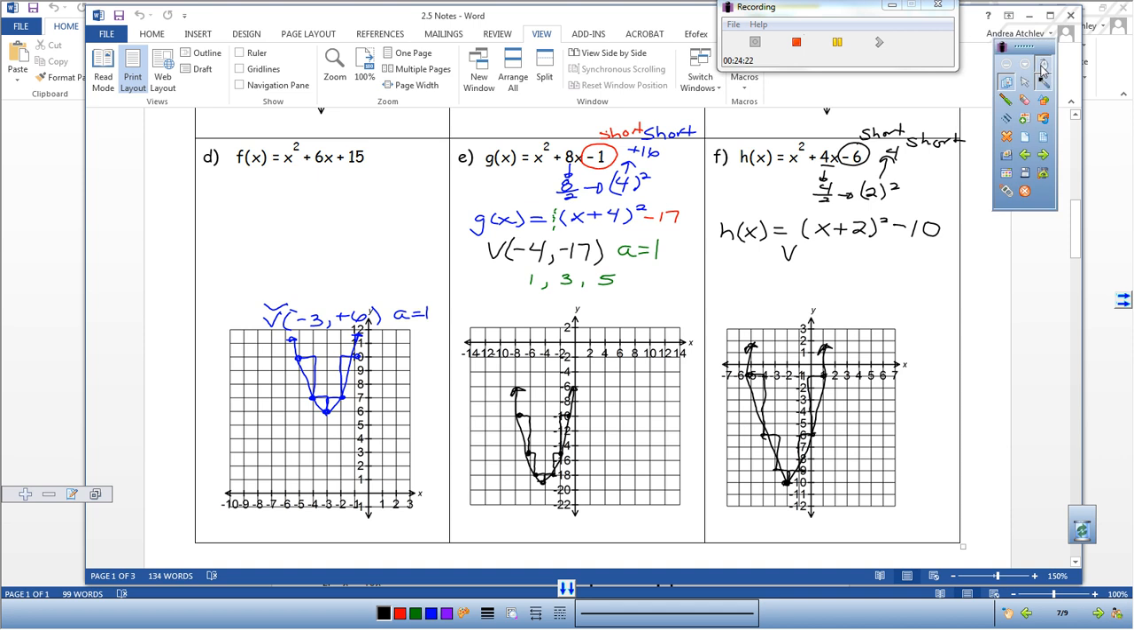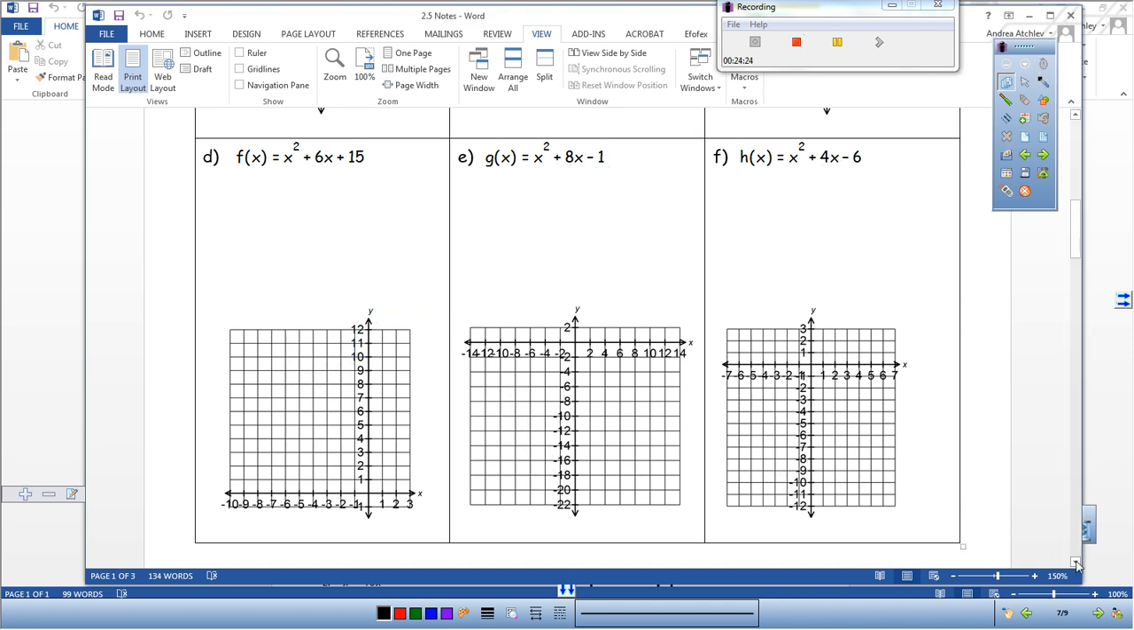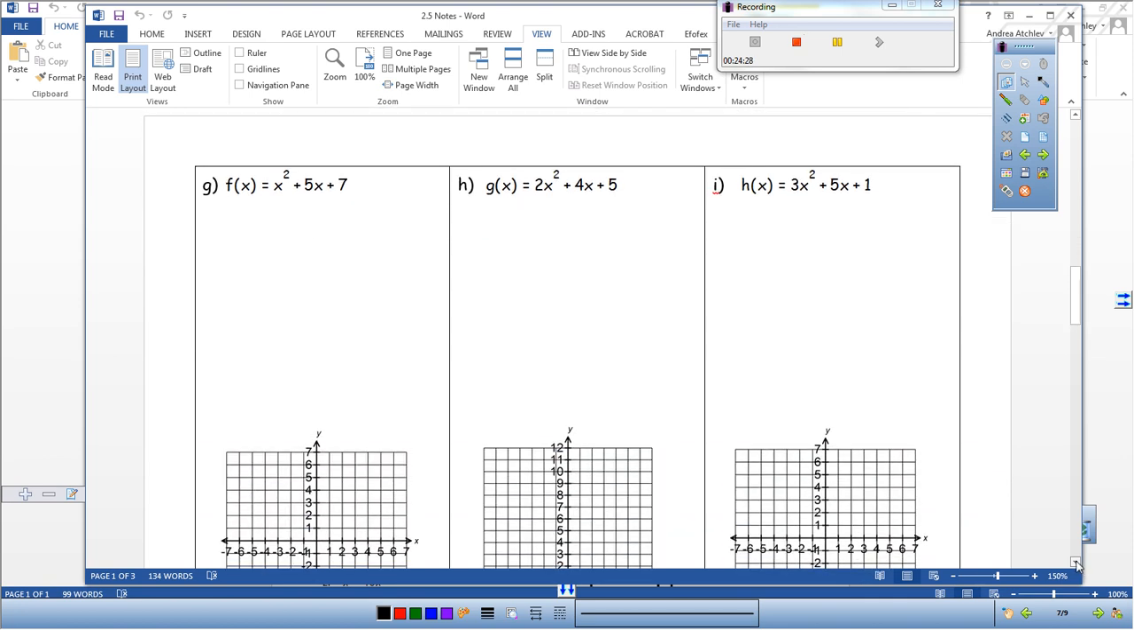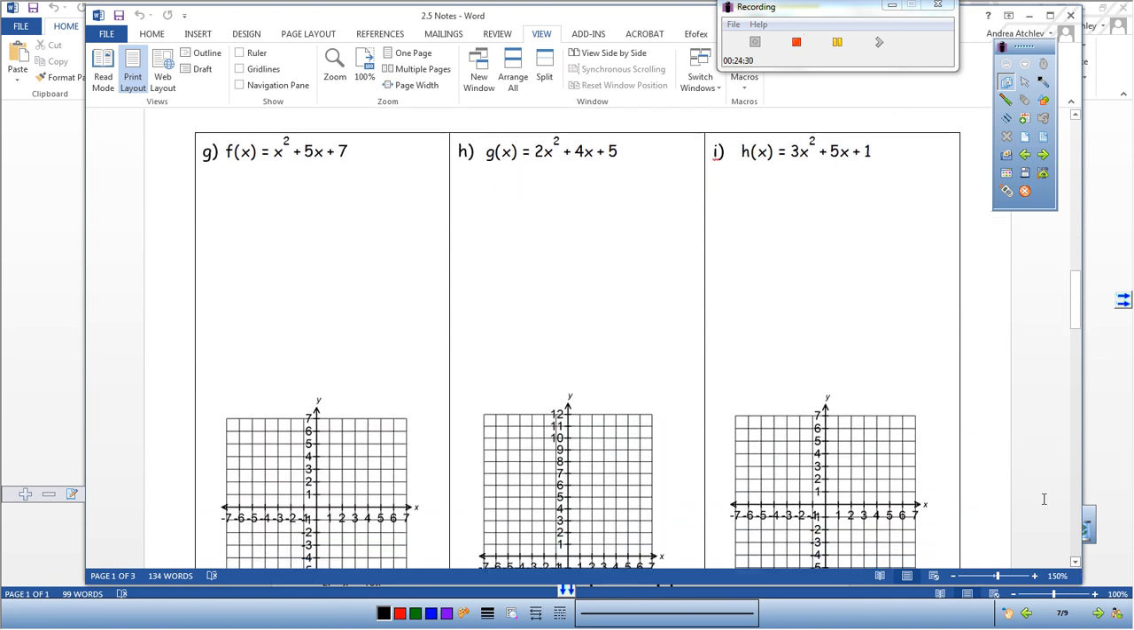Okay, on the back. Now we're going to have some more complicated ones. We'll get there. Not today, but next time I see you.